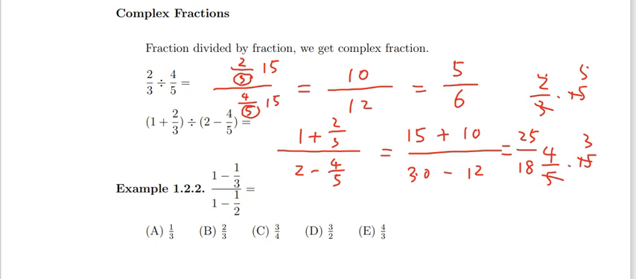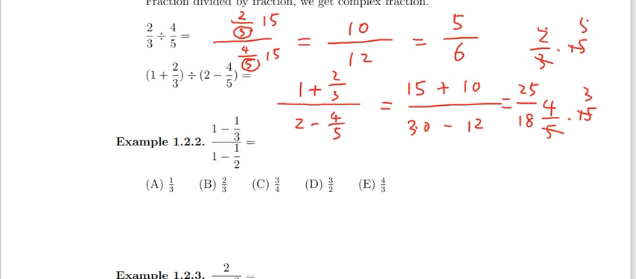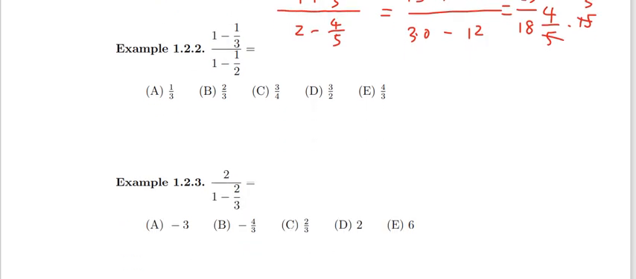Okay, so we do have those kinds of problems. Like this number, this complex fraction equals which one? A, B, C, D, E. So you need to find the correct answer. And the idea is the same, right? We don't like 2, we don't like 3, so multiply by 6.